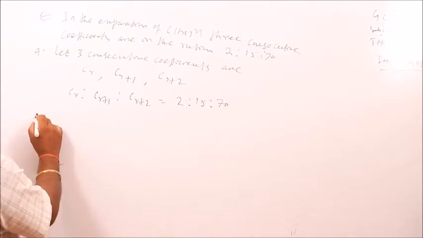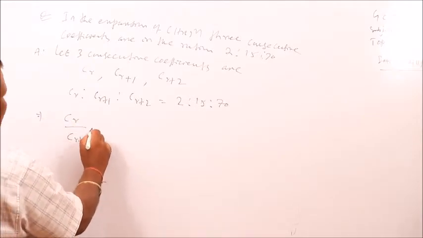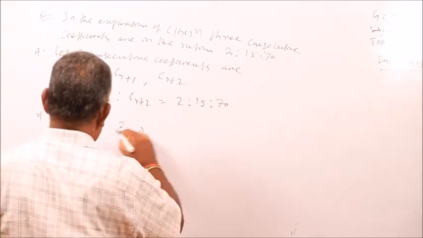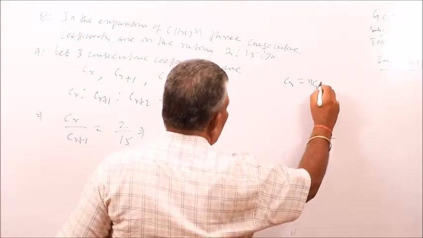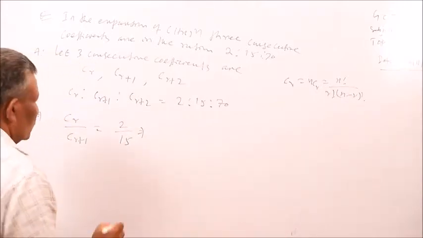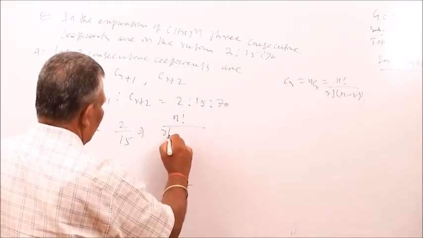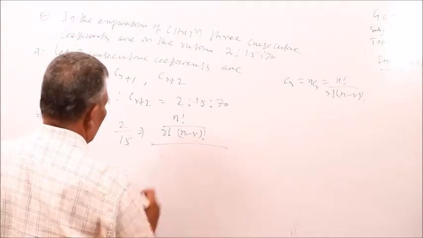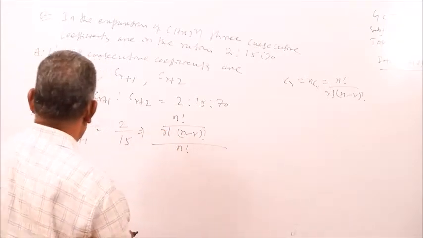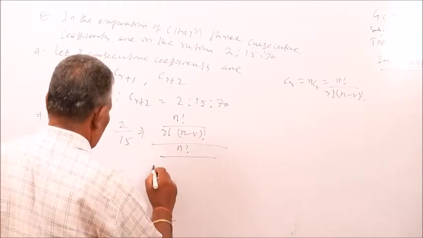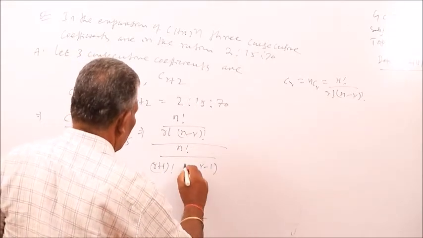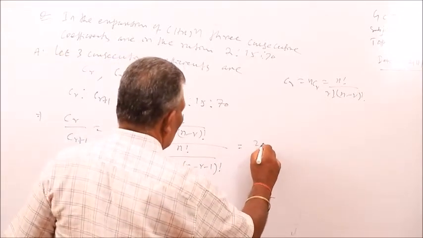That implies CR by CR plus 1, we can take it as 2/15. What is your CR? CR means NCR, n factorial by r factorial n minus r factorial. You have remembered it. So n factorial by r factorial n minus r factorial, whole divided by n factorial by r plus 1 factorial n minus r minus 1 factorial, equals 2 by 15.